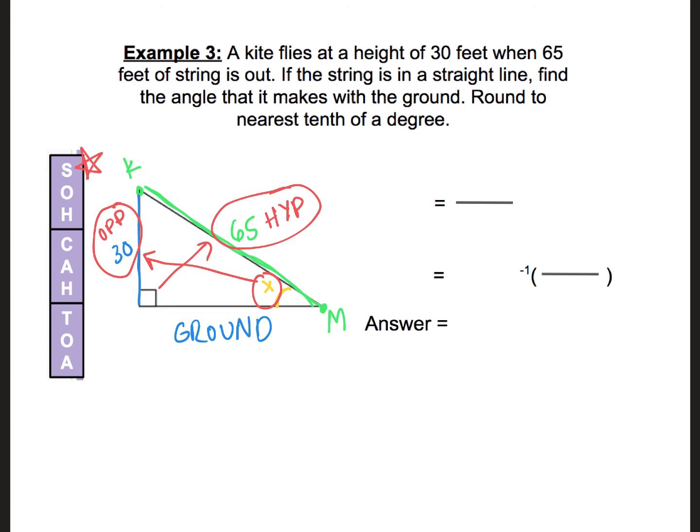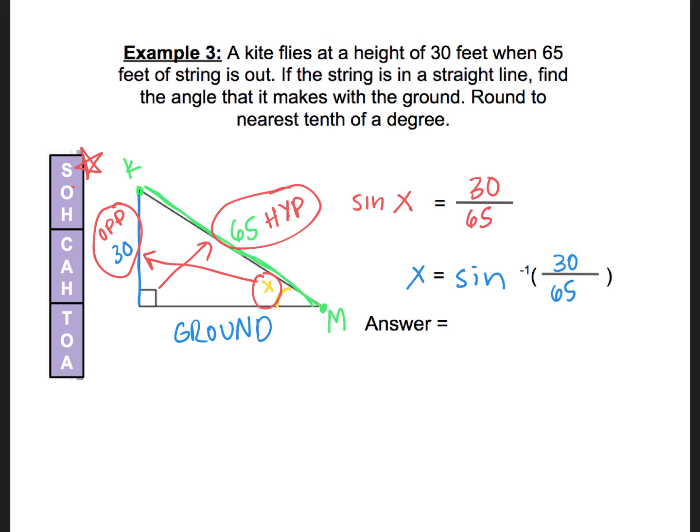So I'm going to do the sine of my angle, which is what I'm looking for, X, equals my opposite on top, 30. Again, O came first, so I know opposite goes on top. And then my hypotenuse on the bottom, which is 65. So we have sine of X equals 30 over 65. Now remember, I need to undo that sine. So we're going to do X equals the inverse sine with a little -1, and then your fraction stays the same, 30 over 65.